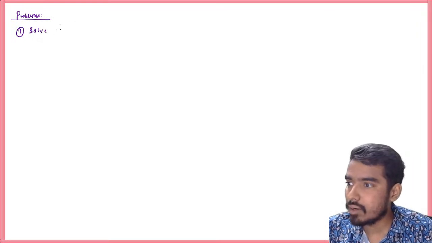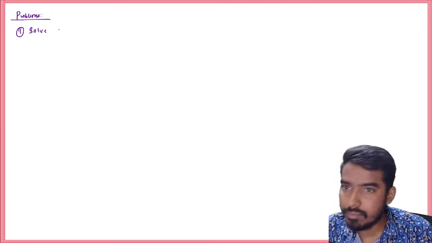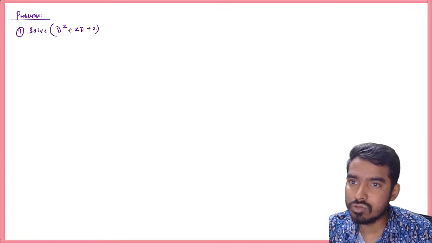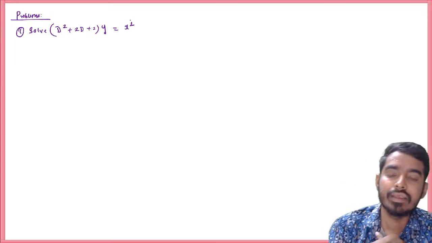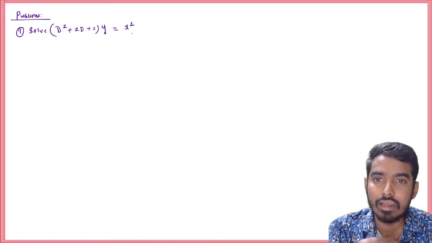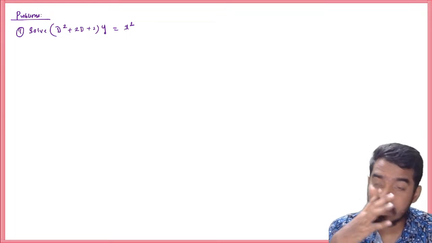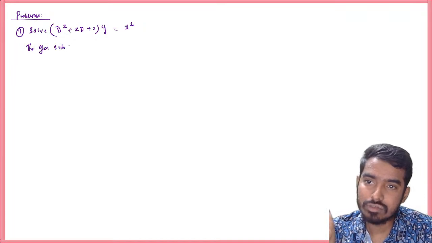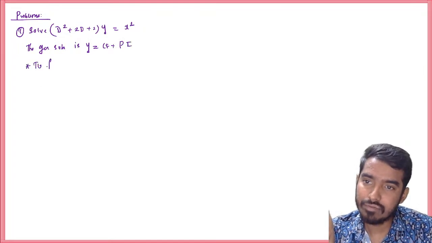To solve D square plus 2D plus 2 of y is equal to x square. Now you can see it is a polynomial in x. That means it comes under type 3. So what is the solution? The general solution is y is equal to CF plus PI. So first we find CF.